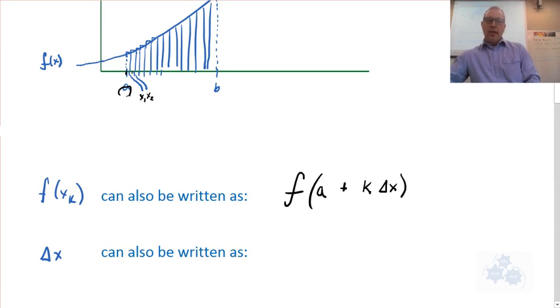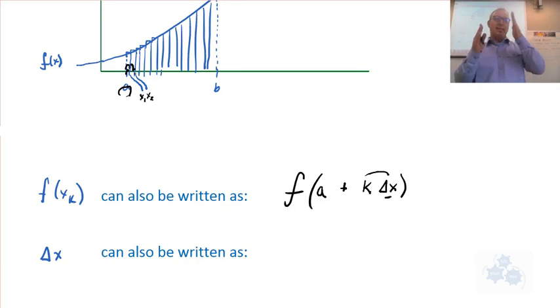Or if k is 1, we can take 1 delta x and add it to a, and that's our next x. If we want to go over 2 delta x, k was 2. And if k is 3, that's 3 delta x over. And so we take a and we add the change in x to get the first x value. And then we take a and we add 2 delta x's and we get the second x value, and so on. And notice that I'm going to zoom in here a little bit.